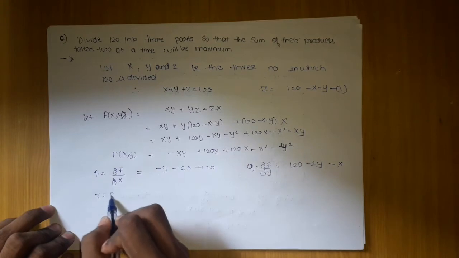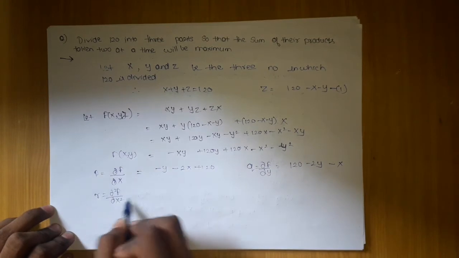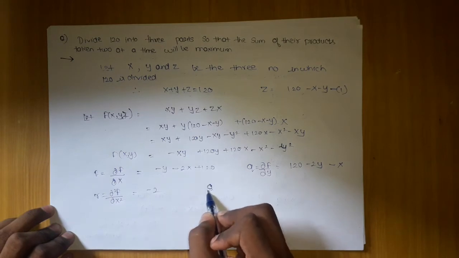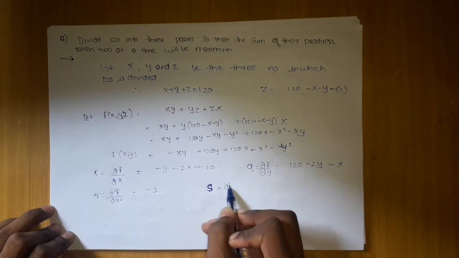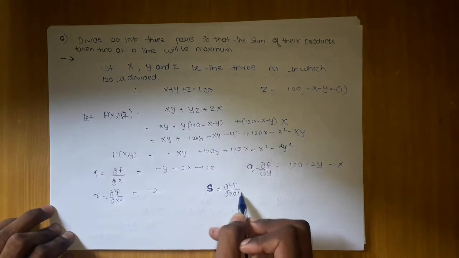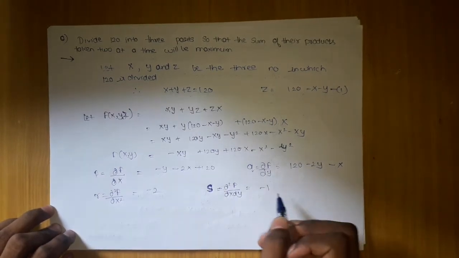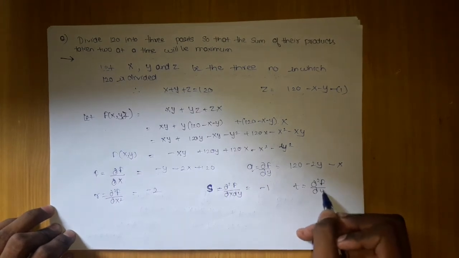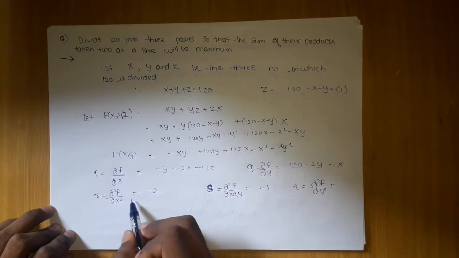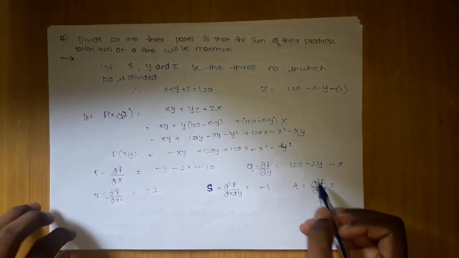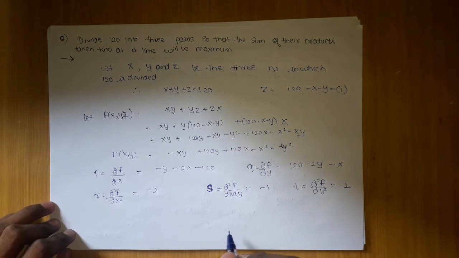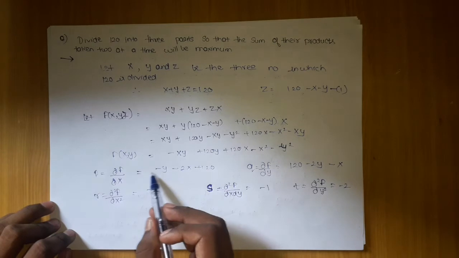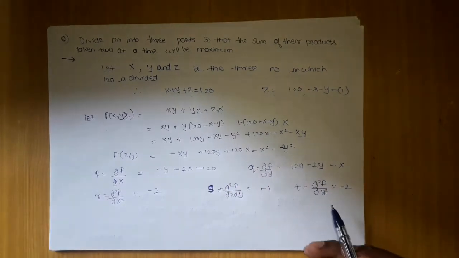And if I take r, which is del square f by del x square, we need to differentiate it again: minus 2. And s, which is del square f by del x del y, differentiating with respect to y: minus 1. And t is what? Del square f by del y square, which we are going to differentiate again, and I am going to get minus 2. So r is minus 2, s is minus 1 and t is minus 2, where p is minus y minus 2x plus 120 and q is 120 minus 2y minus x.